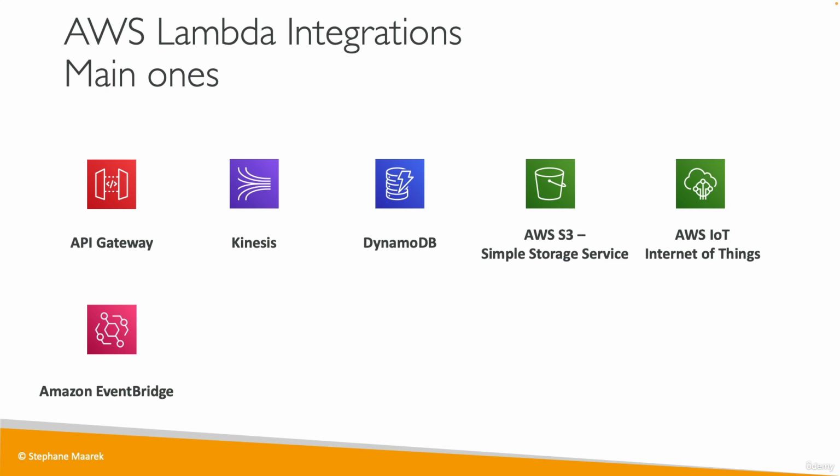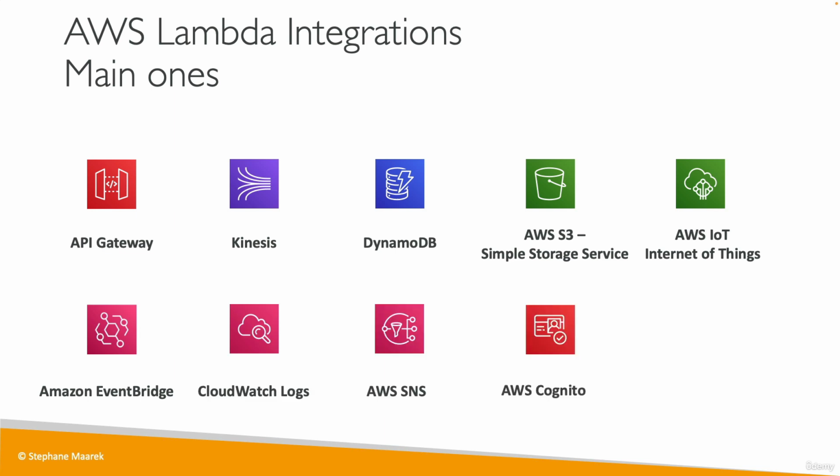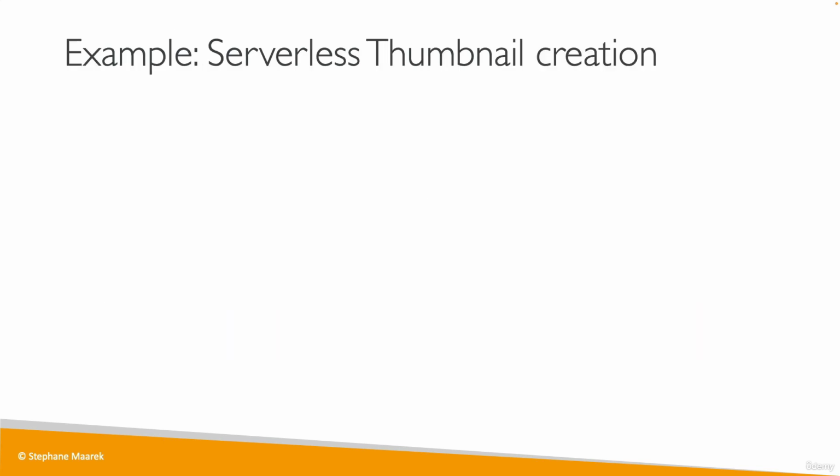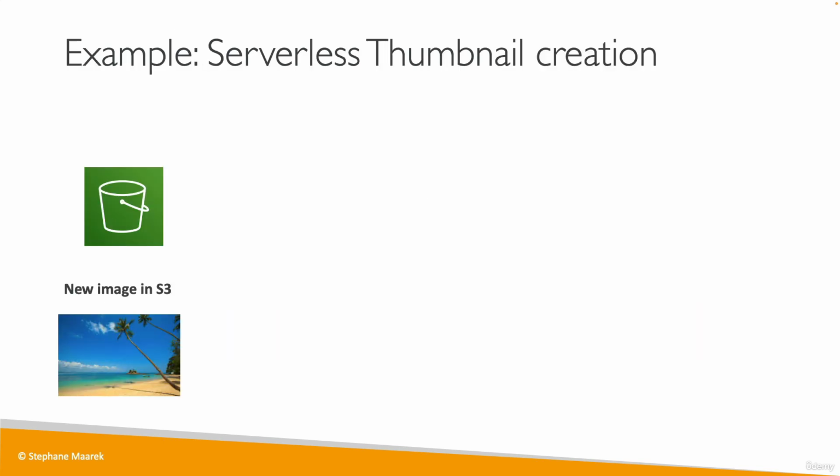Event Bridge as pretty much a rule output from any kind of event in Event Bridge, CloudWatch logs, we have SNS to react to notifications, Cognito to do some pre and post authentication hooks with Lambda, and SQS to read data from a queue. So here's an example, a very famous one, which is the serverless thumbnail creation.